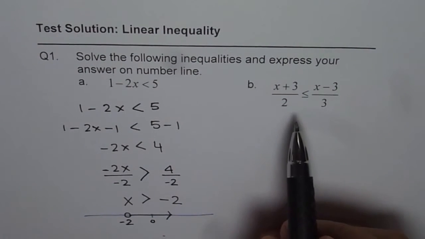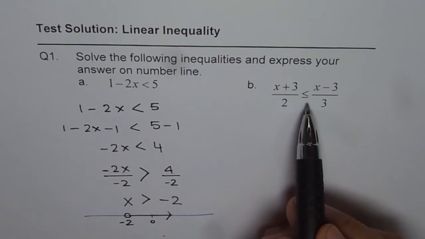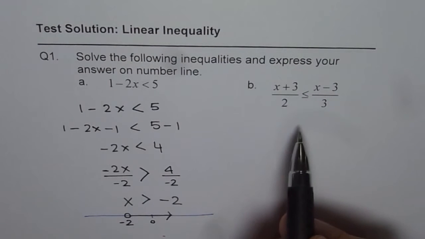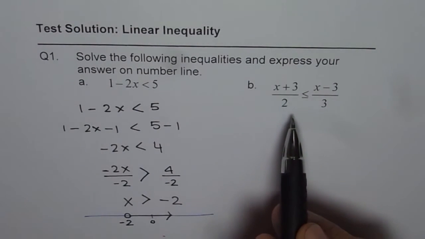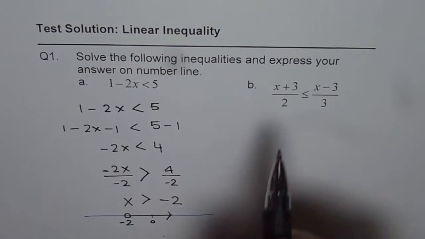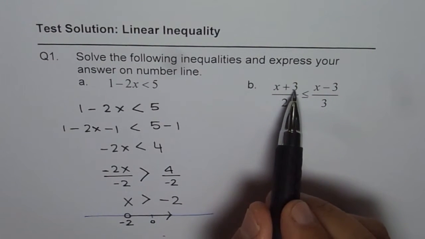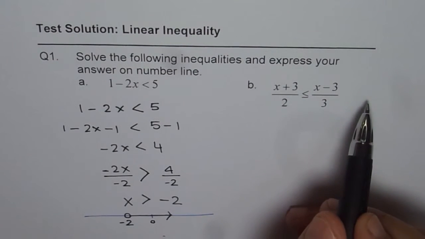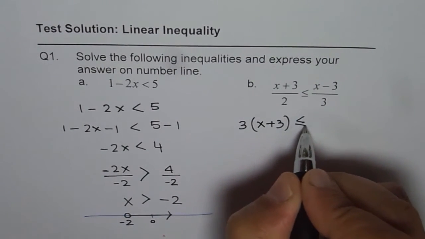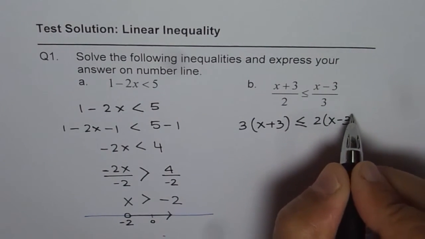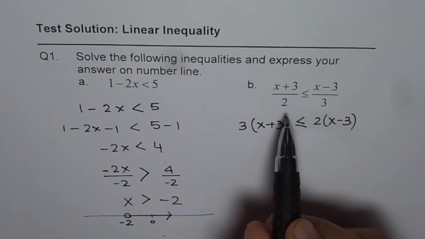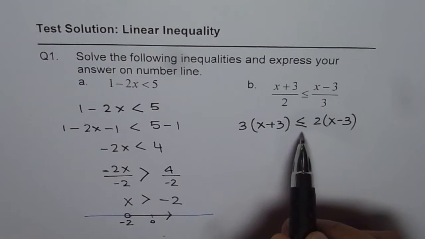Okay, let's do the next one, which is (x plus 3) divided by 2 less than or equal to (x minus 3) divided by 3. Now whenever fractions are involved, multiply both sides by common denominator so that you get rid of fractions, and then you follow the steps which you did in part A. Here the common denominator is 6. So if I multiply by 6, I'll get 3 times (x plus 3) here and 2 times (x minus 3) on the right side, correct? So let me write down this as 3 times (x plus 3) is less than or equal to 2 times (x minus 3), correct? Now both numbers are positive. We are multiplying by positive, so we don't have to change the sign. If we would have multiplied by a negative number, it was necessary to change the sign.